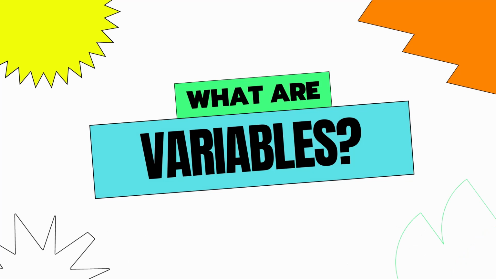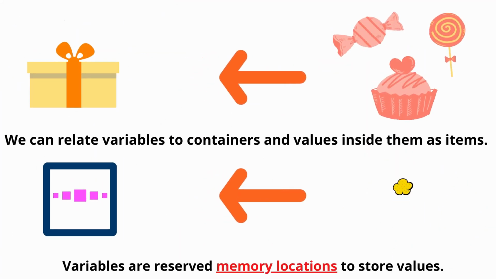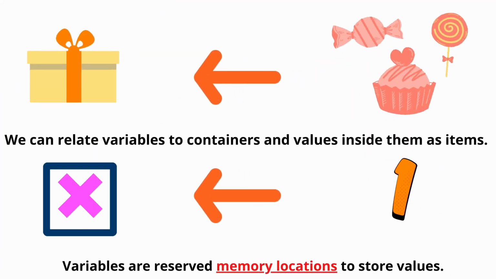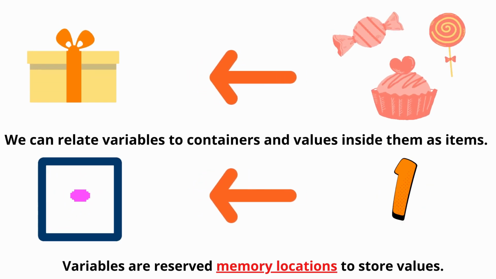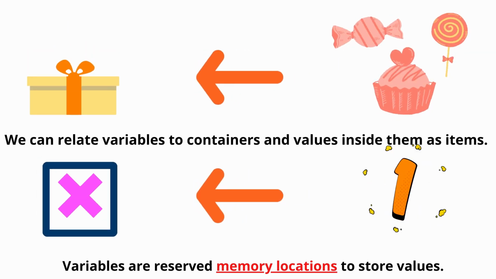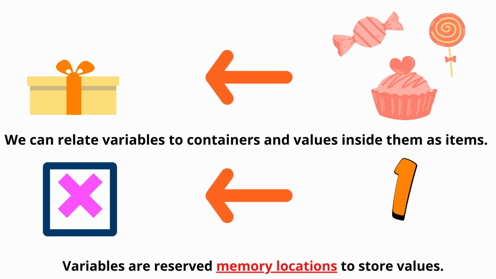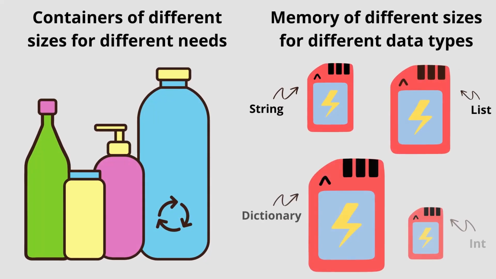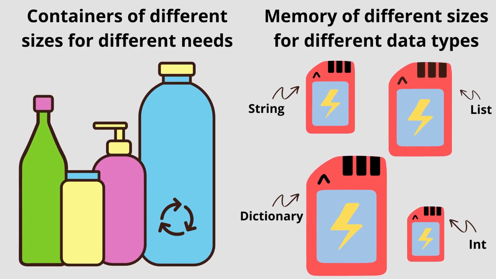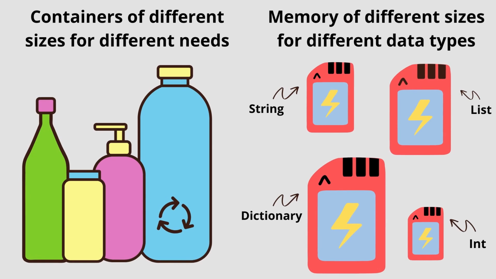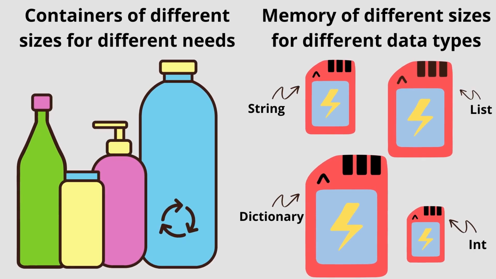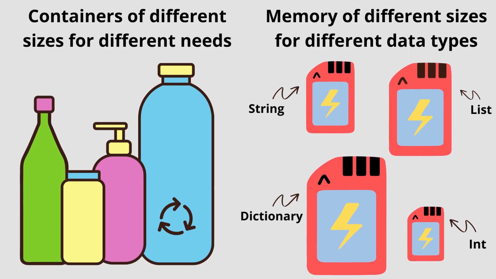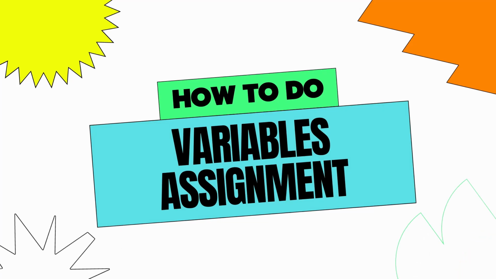What are variables? We will start with this topic as it forms the basis of Python. Variables are reserved memory locations to store values. We can relate variables to containers and values inside them as items. This means that when you create a variable, you reserve some space in the memory. Based on the data type of a variable, the interpreter allocates memory and decides what can be stored in the reserved memory. The memory is allocated to the variable till the end of the computation or till the time you replace it.